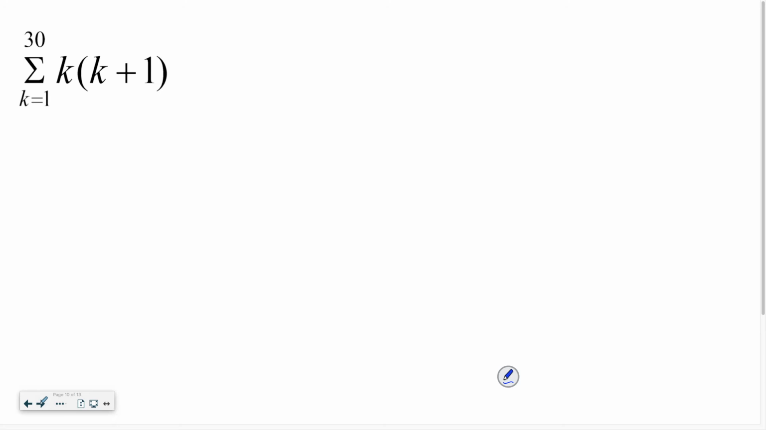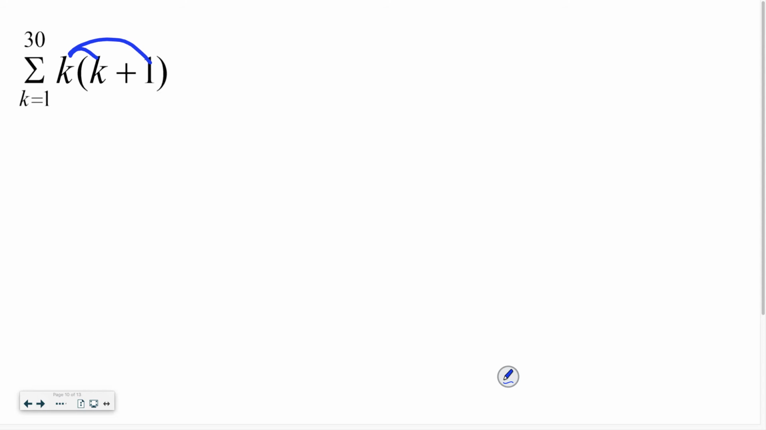So we can only take a constant and put it out in front, but since they're being multiplied, what can we do? We can actually do the multiplication. This would be k squared plus k. And what can we do if we have two terms added together?